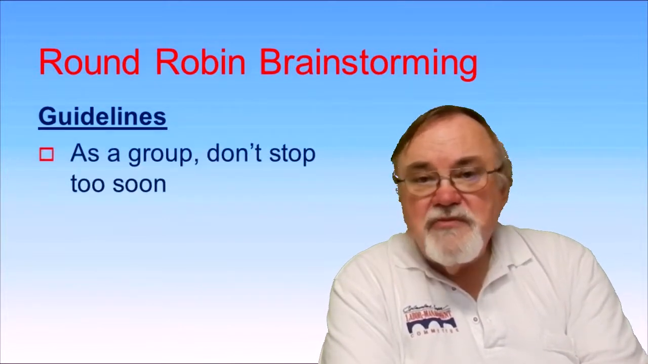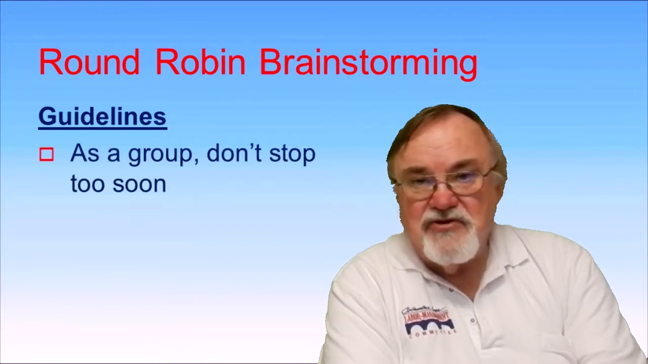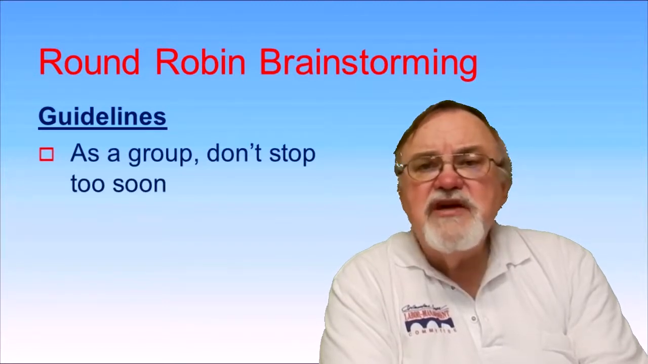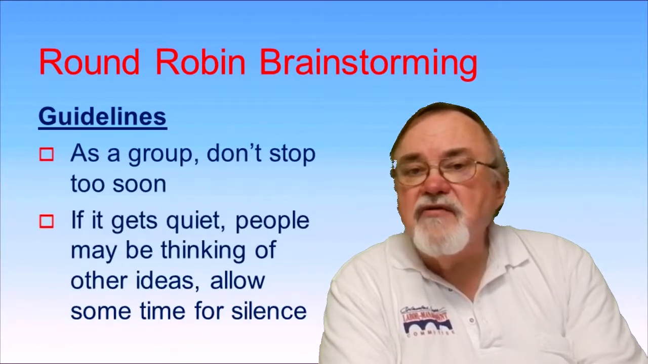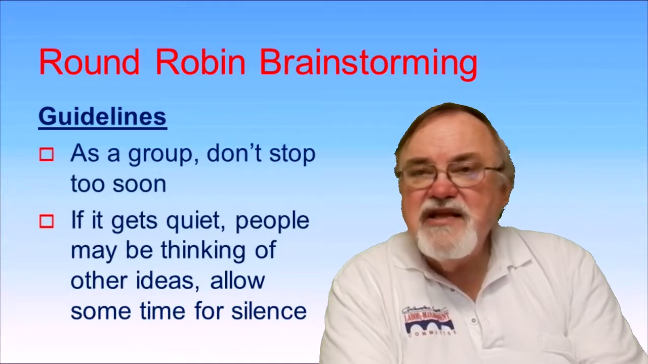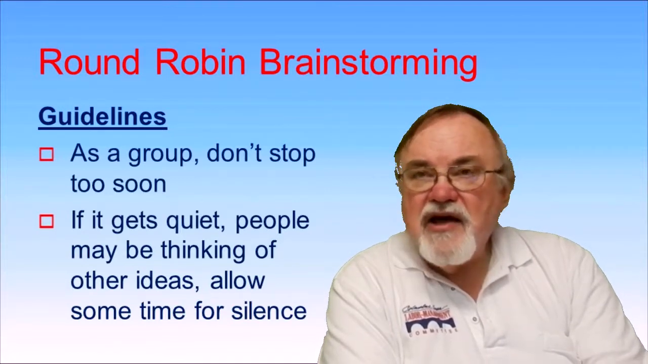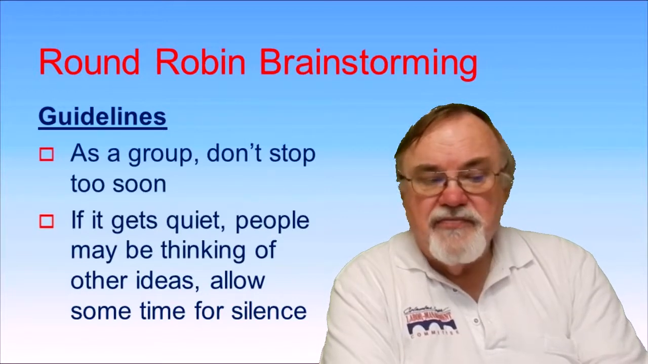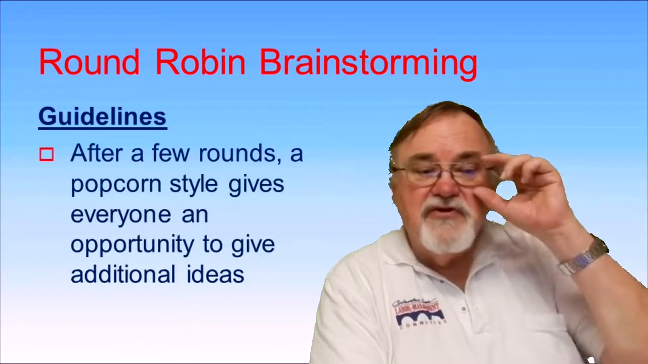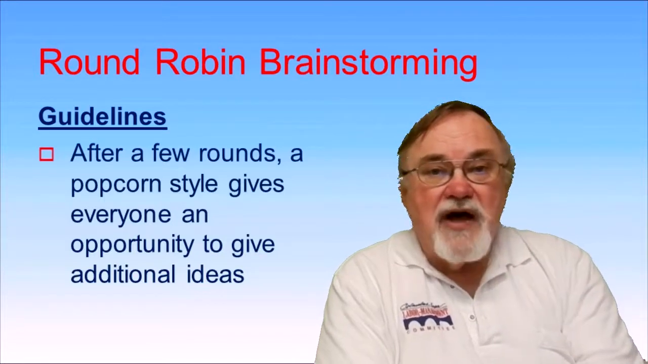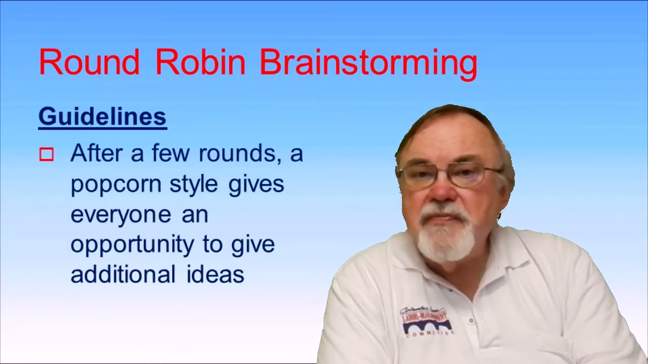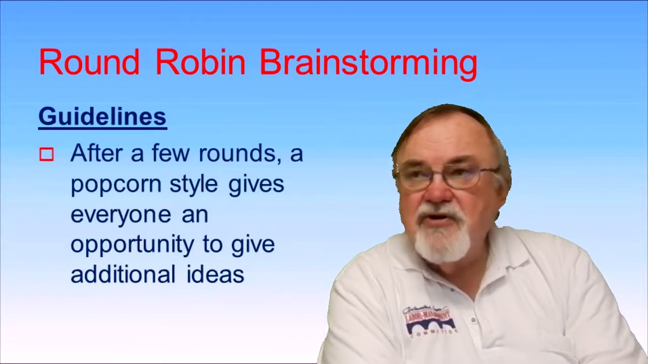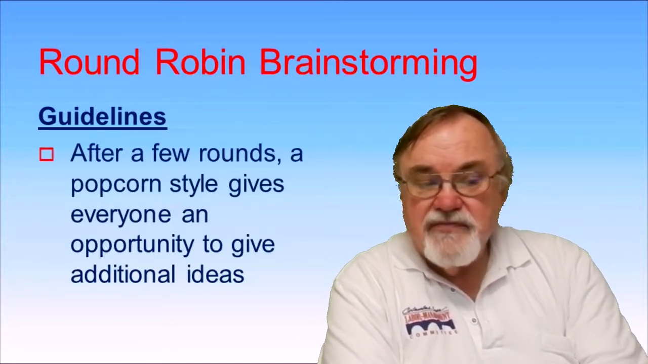Another problem with brainstorming you want to avoid is groups tend to stop too soon. They'll get to that first period of silence and they'll quit. Don't do that, because silence means people are thinking. They may be formulating other ideas, and give them a chance to do that. Allow that silence to continue a bit to make sure that all ideas have been brought up. Once you've been around the table a few times, it's all right to open it up to a popcorn, a traditional style of brainstorming. That'll give everybody a chance to get any other ideas they've got out on the chart paper. We'll make sure that nothing gets lost.